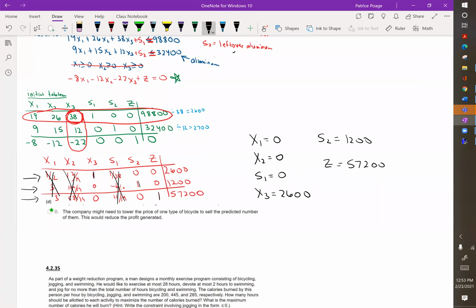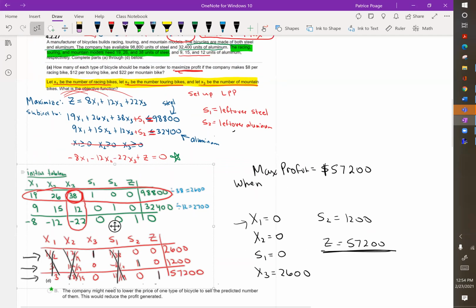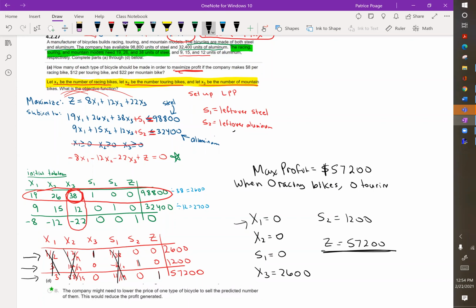So interpreting my answers, because it's going to then ask what is the maximum profit and how many bikes you need to sell and stuff like that, just pay attention to what it's asking. Basically my maximum profit is going to be $57,200. And that occurs when, I got to go back up here, X1 was racing bikes, and X2 was touring bikes. So when 0 racing bikes, 0 touring bikes, and X3 was 2,600, so 2,600 mountain bikes are produced and sold.